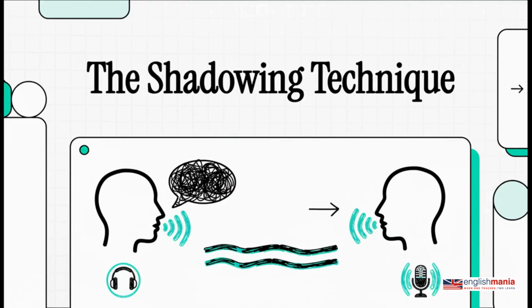Do you ever feel like you know all the right words in English, but they just don't come out sounding natural? Well, today we're going to dive into a really powerful technique called shadowing. I'm telling you, by the end of this, you'll have a tool that can completely transform your spoken English, making you sound way more fluent. Let's get right into it.